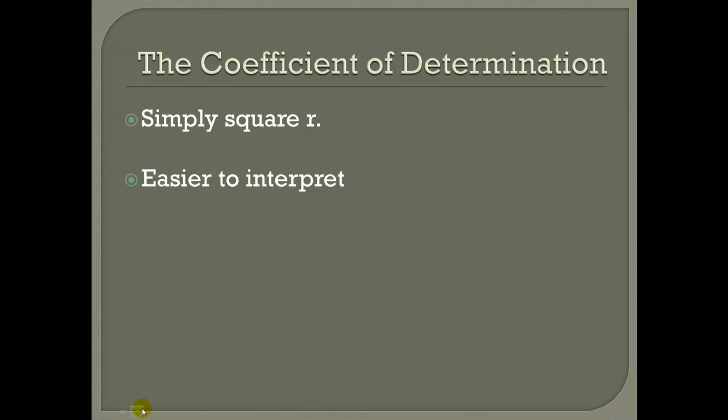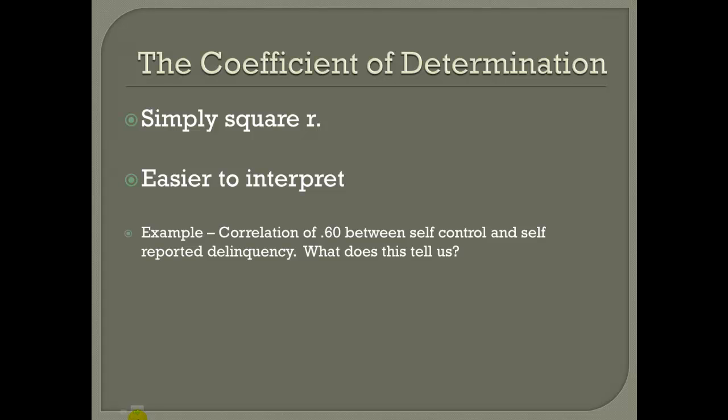A few slides ago, I was talking about interpreting r, and it's kind of wishy-washy. We have these rules of thumb. But this is one reason you see the coefficient of determination used. If you do this, it's actually easier to interpret just by simply squaring r.